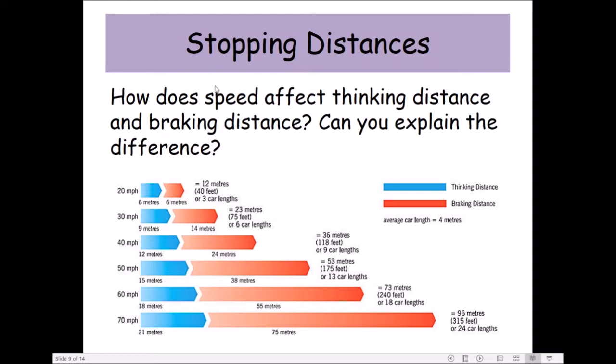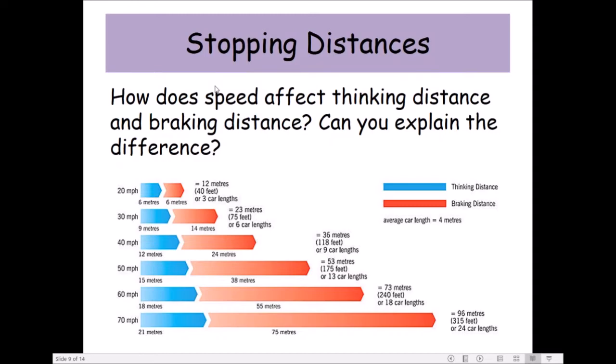So we'll start off by focusing on our thinking distance and actually thinking about, well, why is it that the thinking distance goes up, what I suppose we'd say is linearly? Why is it going up by the same amount each time for the same increase in speed?